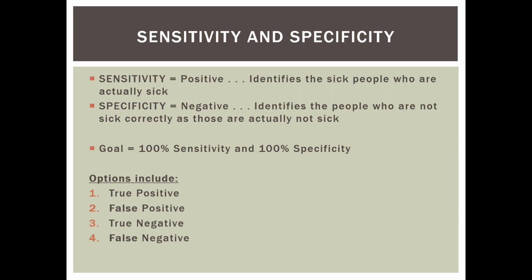I didn't say it right, did I? So if your test came back positive, the sensitivity identifies the sick people who are really sick. So if you are really sick with COVID, your PCR test comes back positive, then there's a high sensitivity. And then specificity is when your test comes back negative. It identifies people who are not sick correctly, as those who are actually not sick.